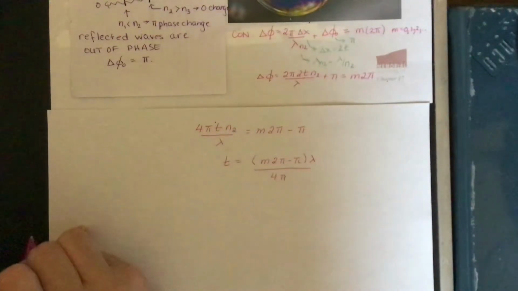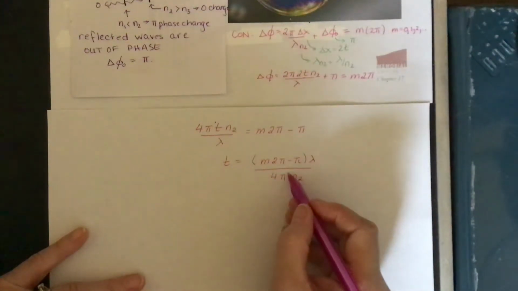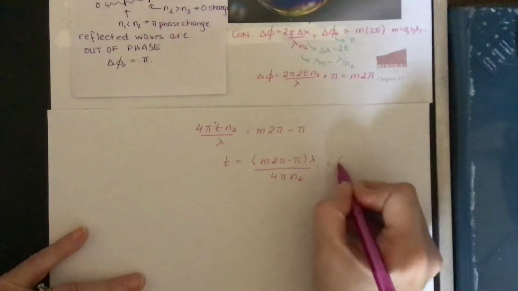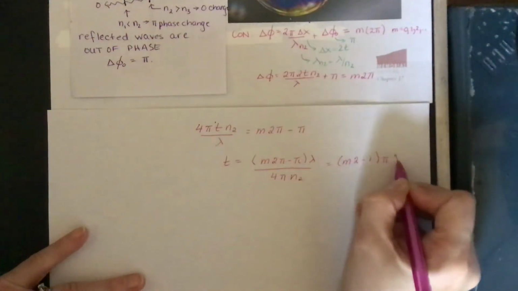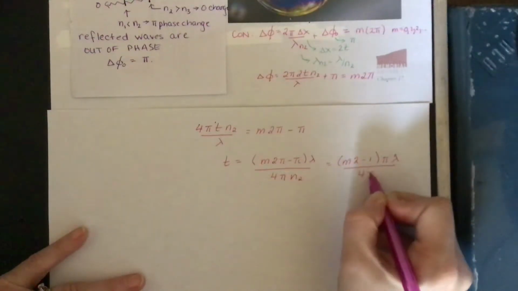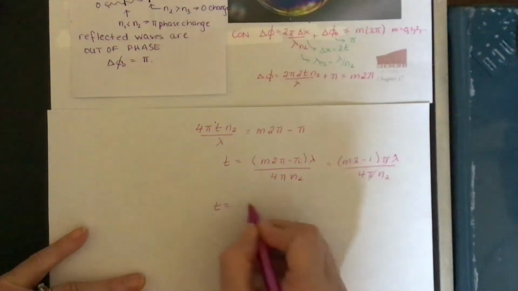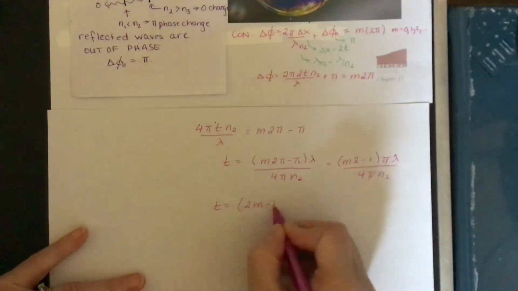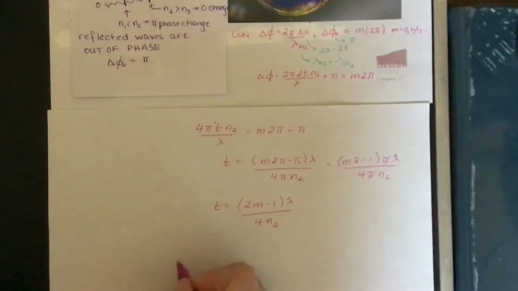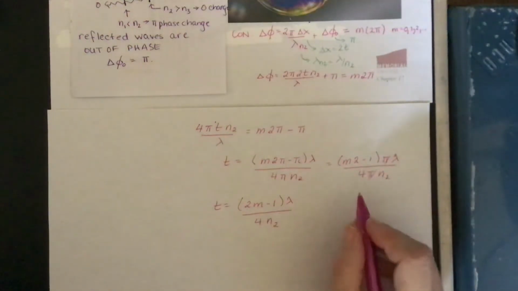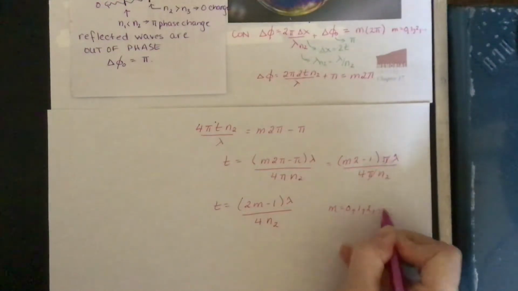Okay, there's our expression, divide by our N2 as well, so we don't forget the N2. Why don't we take our pi outside up here? So that's m times 2 minus 1 times pi times lambda divided by 4 pi times N2. See that those pi's cancel, so our thickness is equal to 2 times m minus 1 times lambda divided by 4 times the index of refraction. So let's remember, m is allowed to be any integer. m equals 0, 1, 2, 3, and so on.